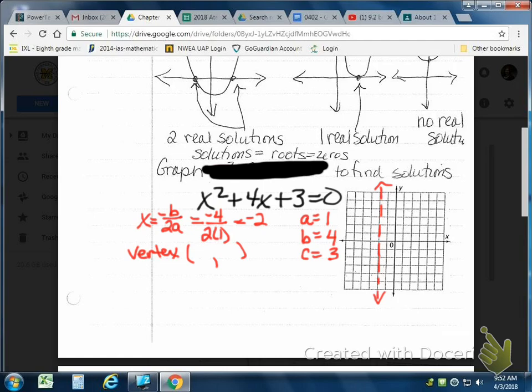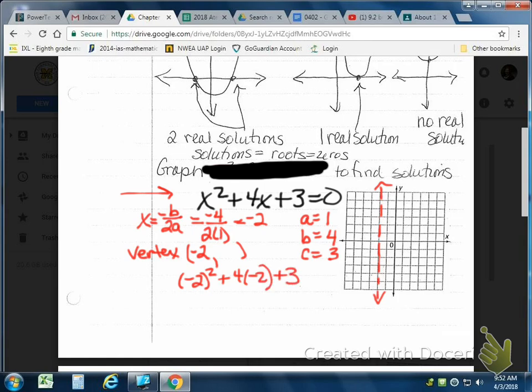I already have half of my vertex solved for. Which half? The x. So I already know that this vertex is going to end up being on that axis of symmetry. Now, how can I find the matching y? Carly. Plug in negative 2 for x. Plug in negative 2 for x in this equation. So it's going to be negative 2 squared plus 4 times negative 2 plus 3.